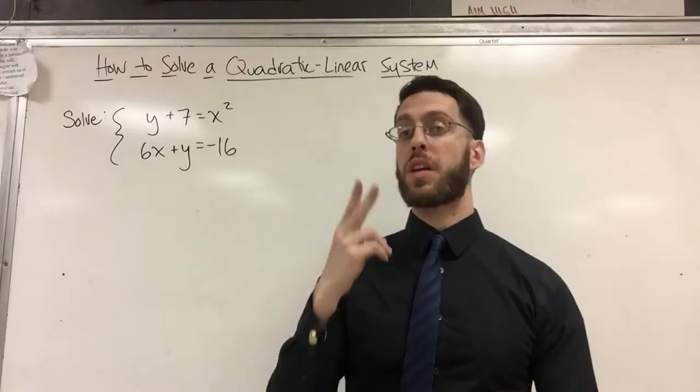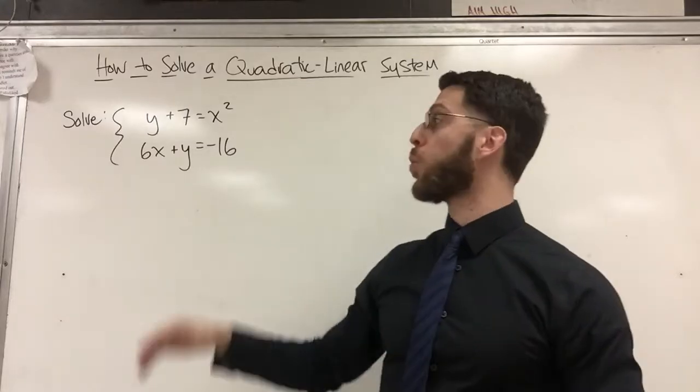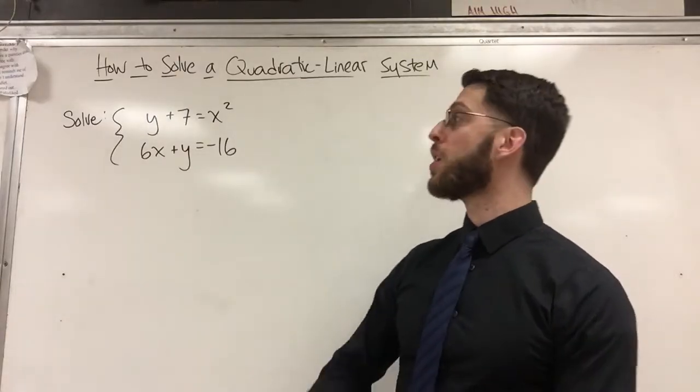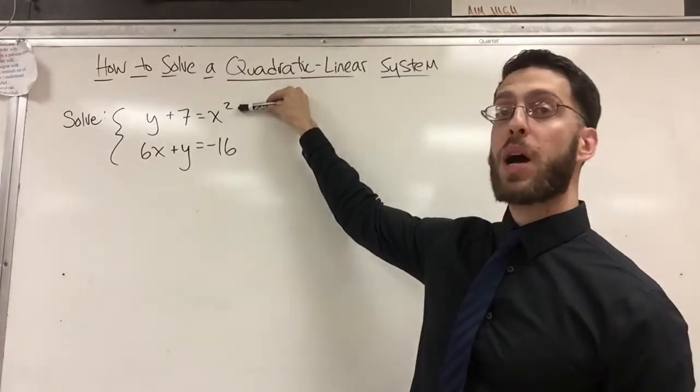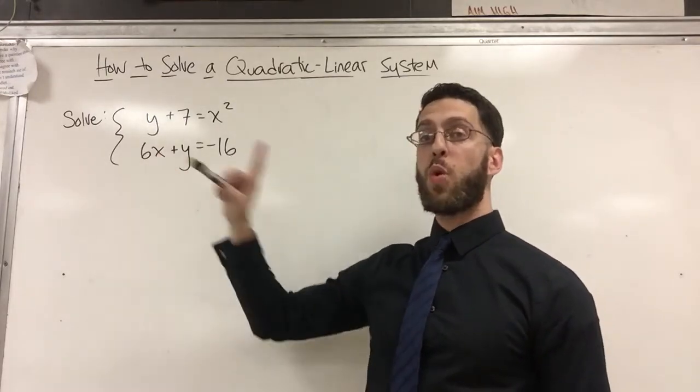So what that means is they're going to give you two equations. Here they are, and one of them is a quadratic and one of them is linear. You can tell it's a quadratic because the highest power of x is a 2. Here it's linear because the highest power of the x is a 1.